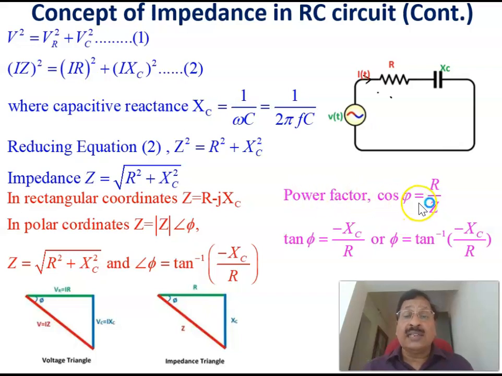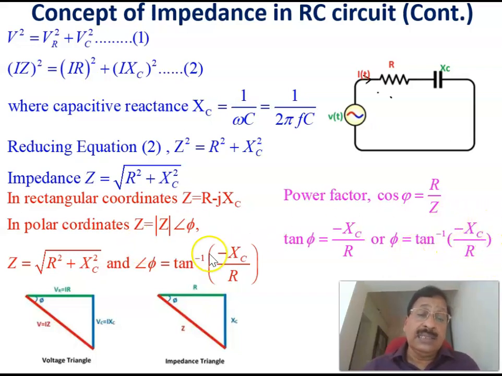Of course, the power factor is given by the ratio of the resistance divided by the impedance. Power factor equals R by Z, or phi equals cos inverse R by Z. Another way of defining the power factor angle: tan phi equals XC divided by R. Of course, the minus sign is there, because it is minus XC by R, or phi equals tan inverse of minus XC by R.